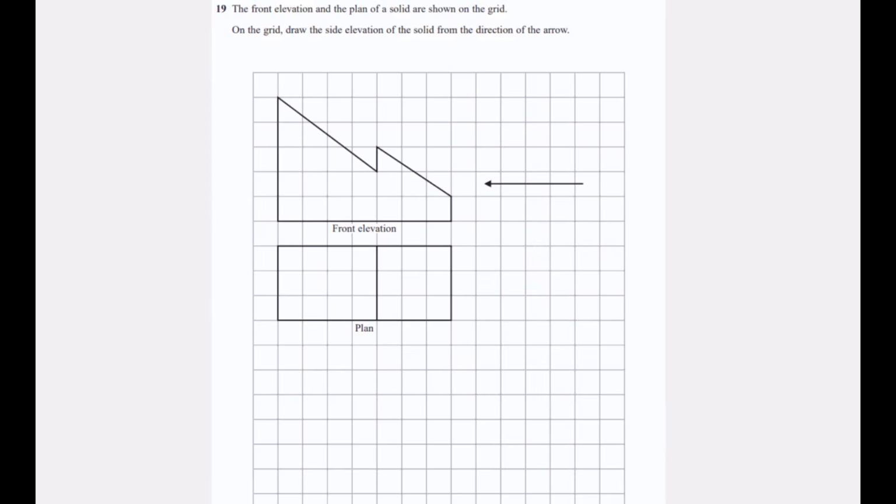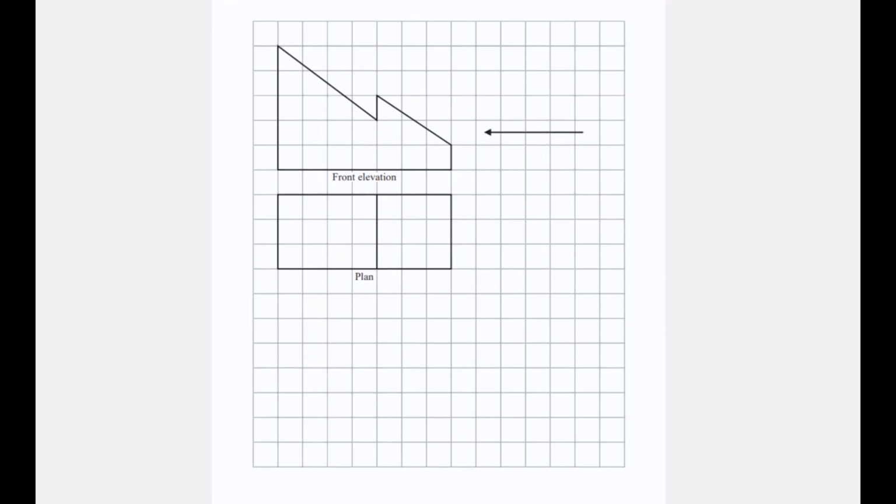The front elevation and the plan of a solid are shown on the grid. On the grid, draw the side elevation from the direction of the arrow. So we're looking from the side. We can see that from the side, or from the plan, it's going to be 3 along. 3 along. Then it's got a total height of 5.